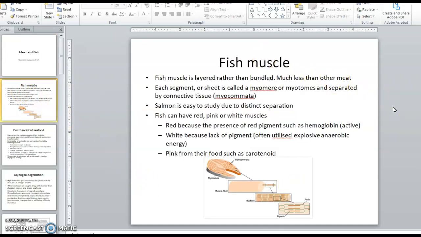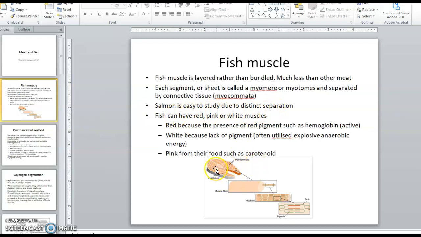Okay, for the introduction, we take a look at the fish muscle first. So basically, fish muscle is layered rather than bundled, and it is much less than other types of meat. That's why it is softer. That's why when you cook the fish, it is easier to get tender compared to the normal meat. Each segment or sheet is called myomere or myotomes and separated by connective tissue, known as myocomata. Salmon is easy to study due to the distinct separation of these segments.